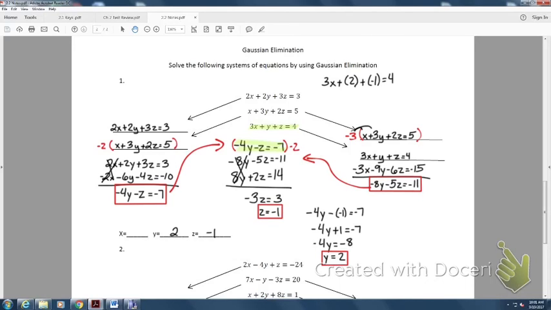That's going to end up being 2 minus 1, so 3x plus 1 equals 4. I'll subtract 1 to get 3, and x equals 1.